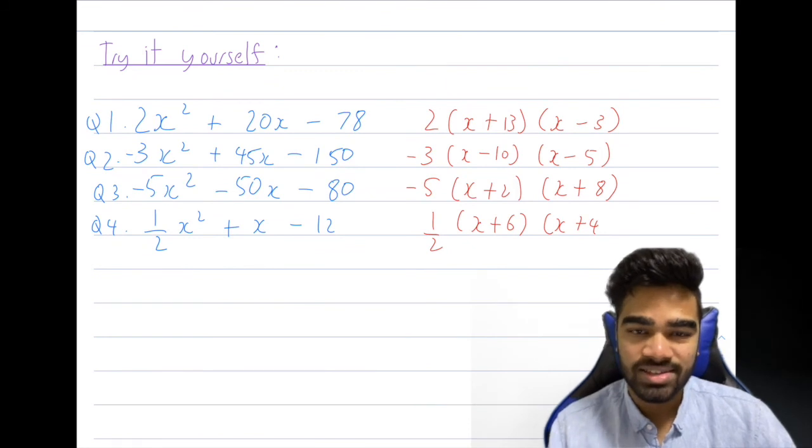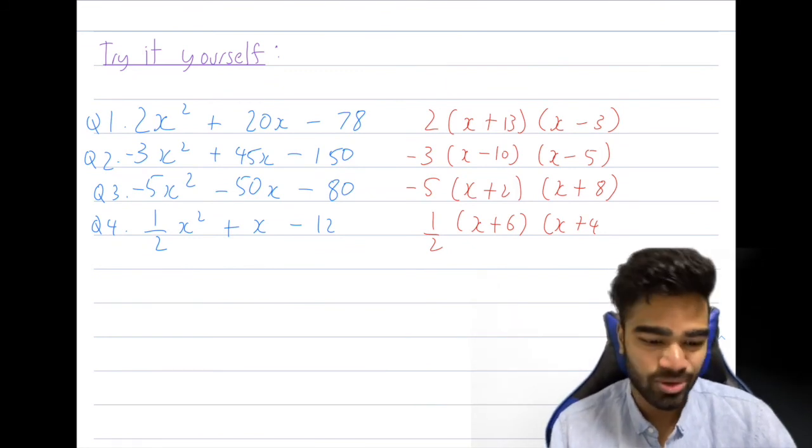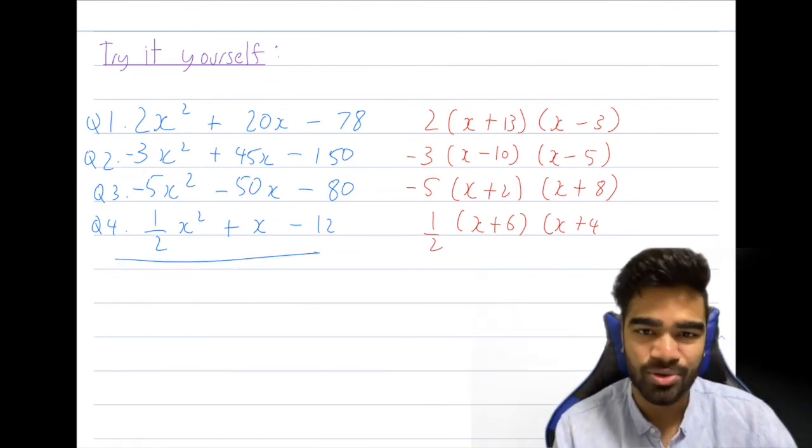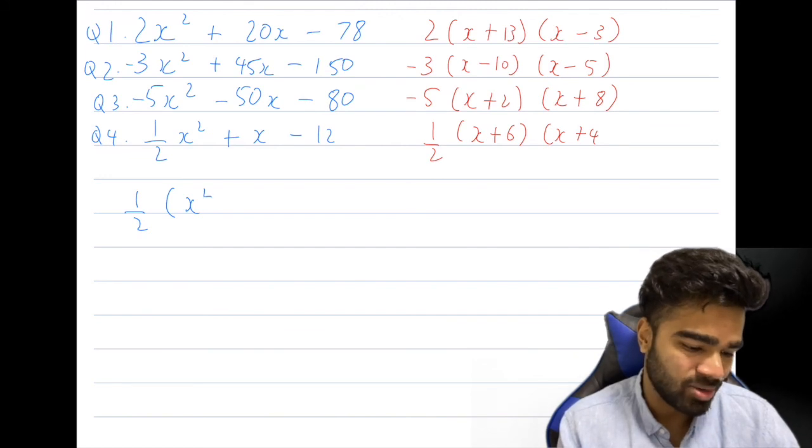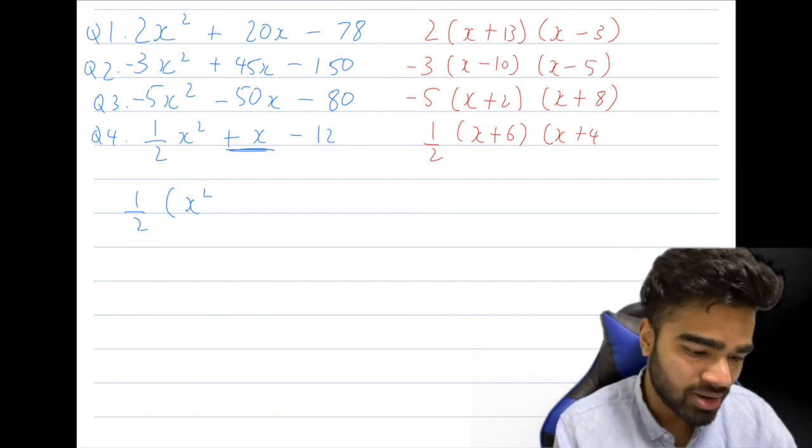All right, these are the answers. I hope you got them. All right, again, fairly simple. Not going to go through all of them. I will quickly go through question 4 because it's a bit different. So it's half this time, okay? So we've got to factorize the half out. So how do you factorize half out? So obviously the first one's easy. It's x squared. But how do you do this one?